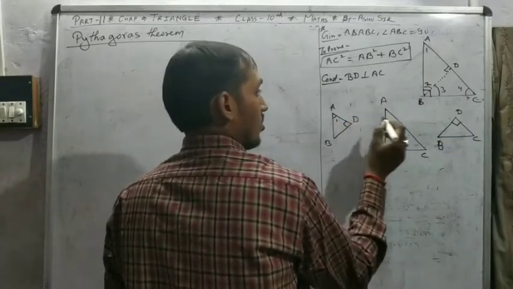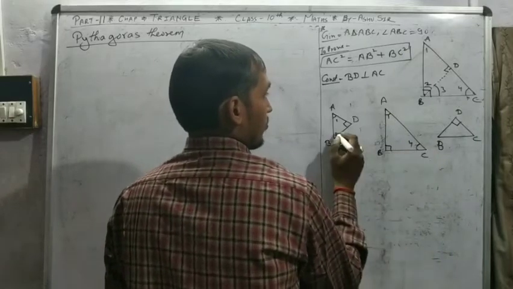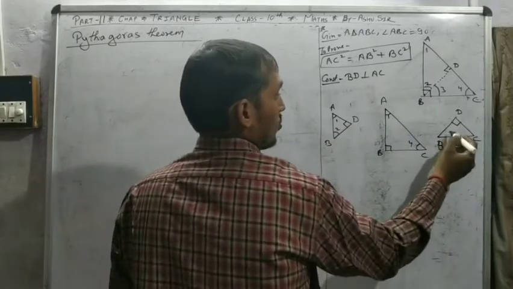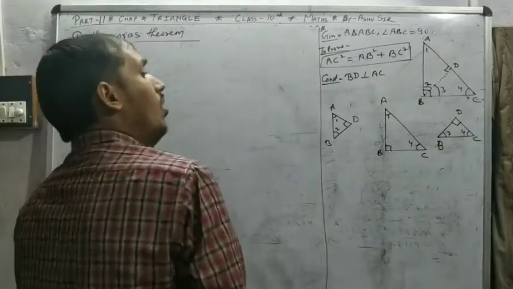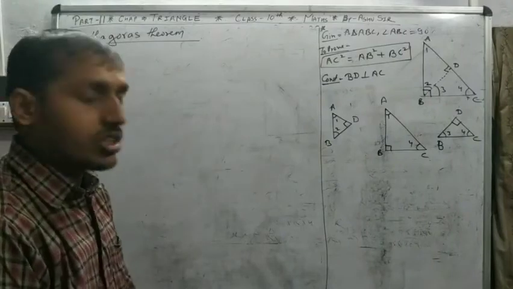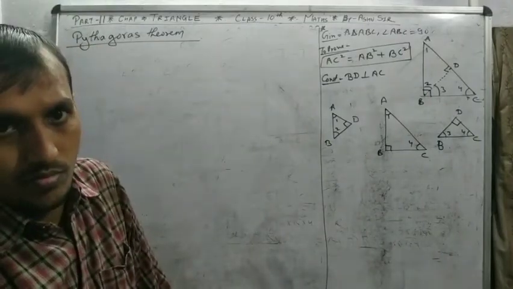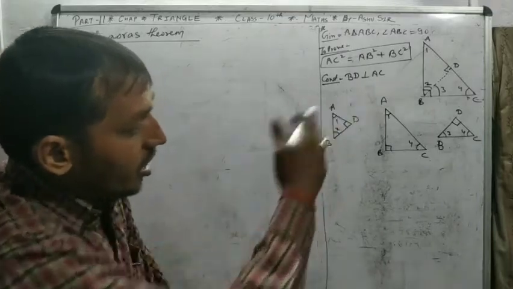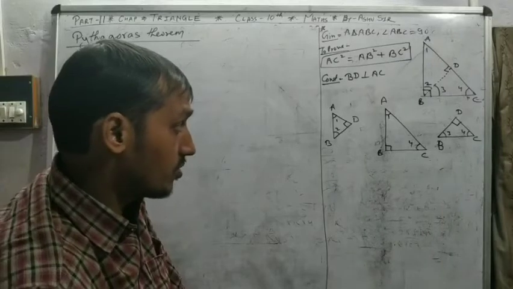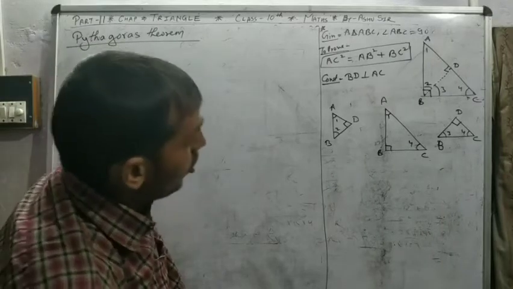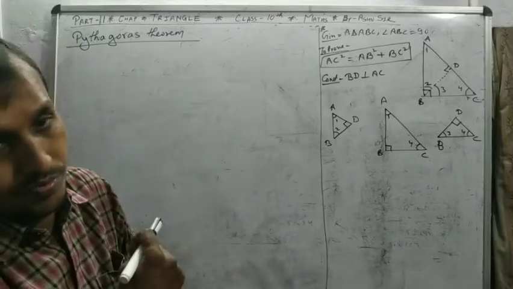Many questions are hidden in this theorem. These all 3 triangles are similar to each other. They are also a question of the board examination. And this concept is also used to prove this theorem.